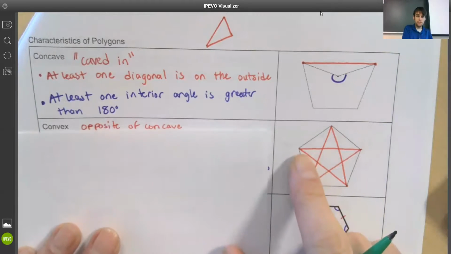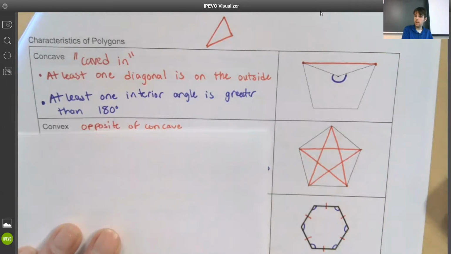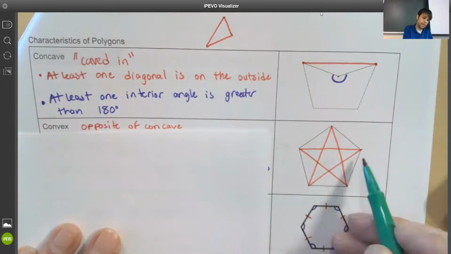The next term we have is convex. Convex, one way to think about it is the opposite of concave. It doesn't have any of these caving in points.